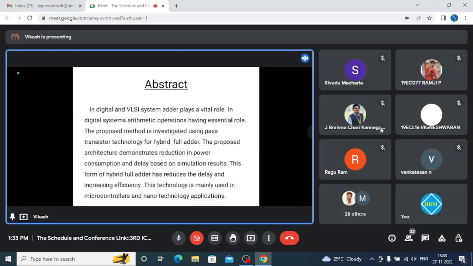We implemented a pass transistor in a full adder to reduce the size of the components. If we reduce the size to nanometers, like 22 nanometers, we can use it in nanotechnology, in a microcontroller, a microprocessor, anything in embedded systems.